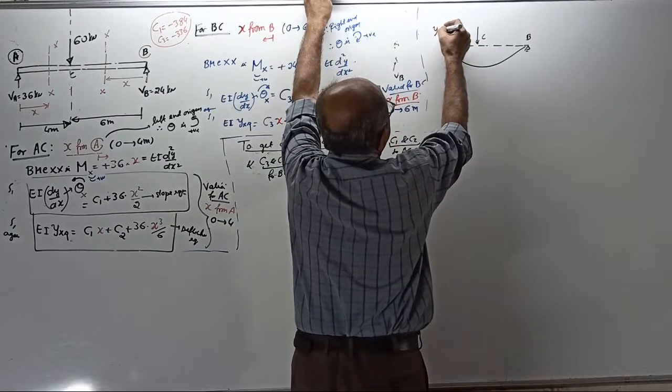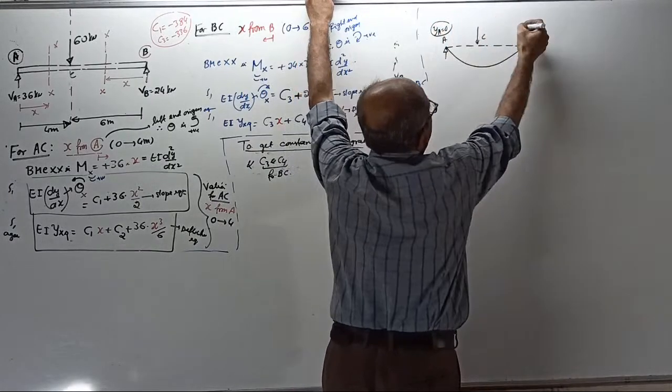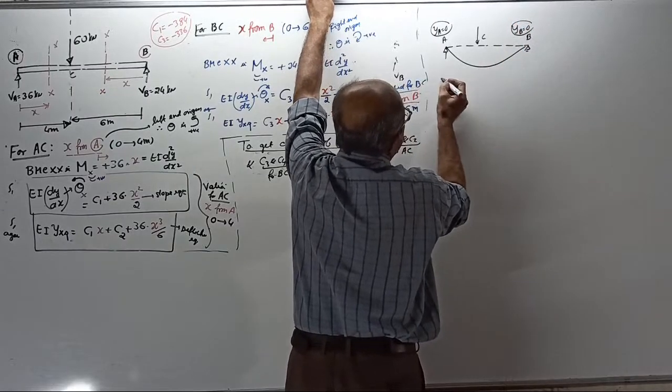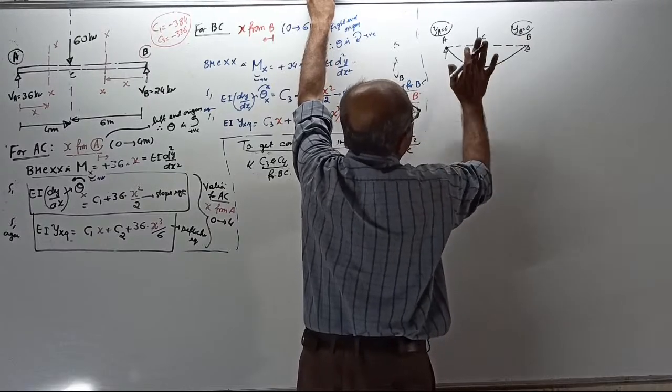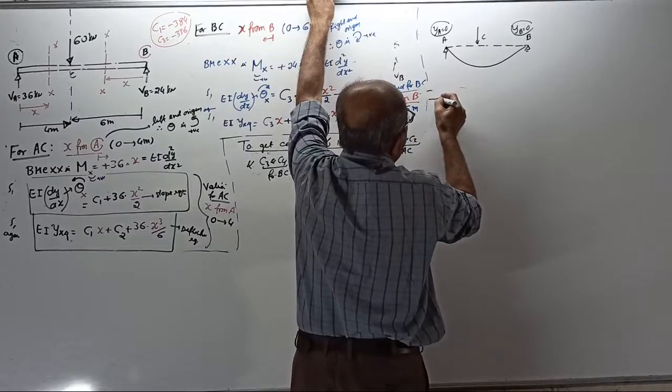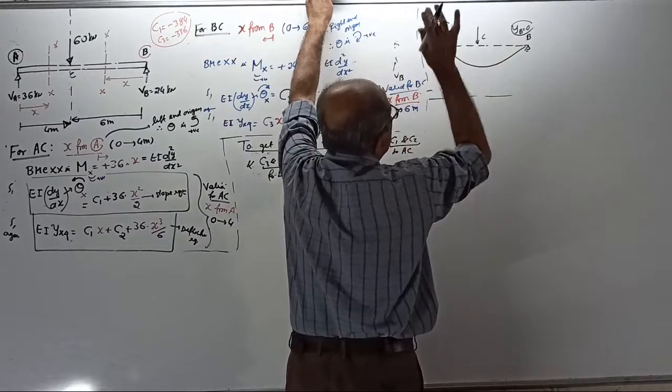Y at A equals 0, one condition. Y at B equals 0. That's all we got. Now, something extra you have to write. Please wait for some time. I am going to add something else here. Time being, you write this sketch.